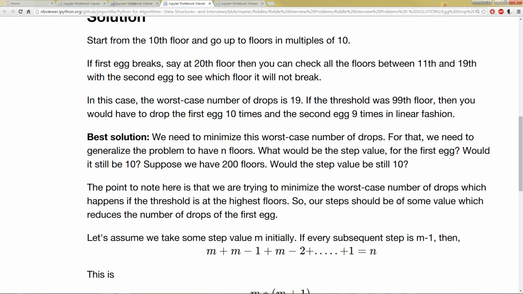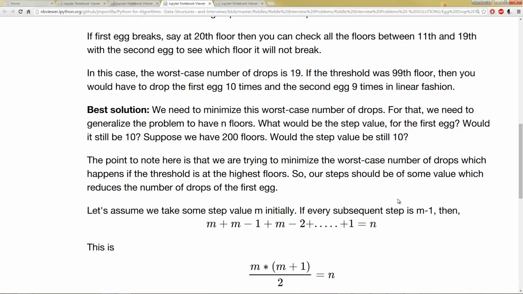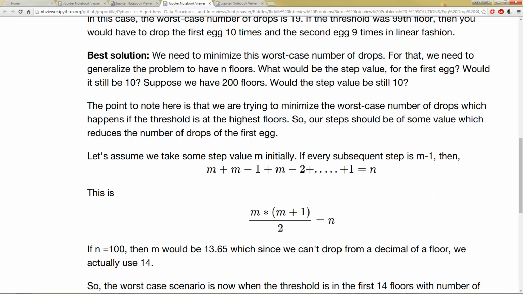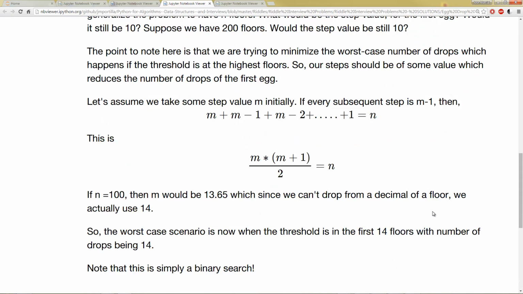So what we're going to do is assume we take some step value m initially. So if every subsequent step is m minus 1, then we have m plus m minus 1 plus m minus 2 plus so on, so on, so on, until you get all the way to 1 equals n. And this is actually just equal to m multiplied by m plus 1 divided by 2 equals n.